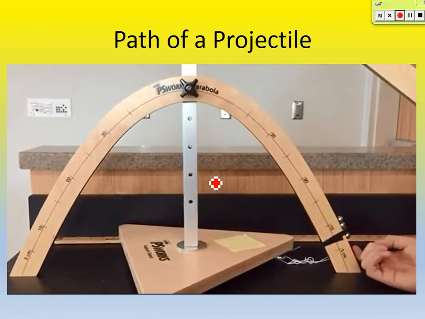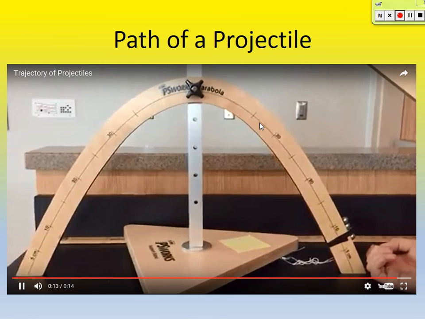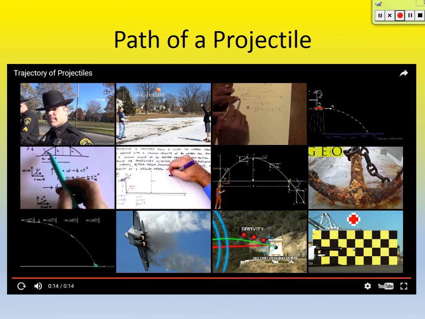And so, yeah, even though that projectile is not touching this wooden structure, we definitely could see that it was following that parabola-like shape.